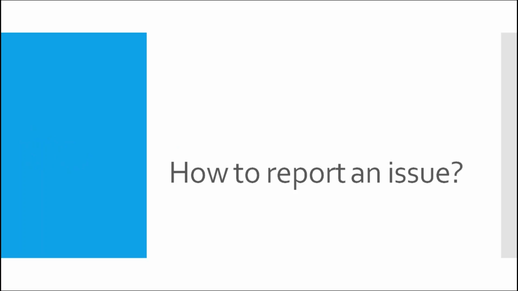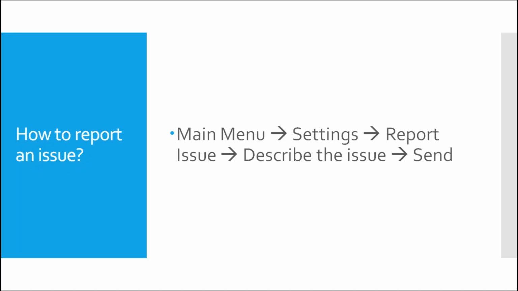So if you have an issue while using the app, the best way for our team to address it is if you send us the logs. Here's how to do that. First, from the dashboard, you tap on the main menu on the top left side of the screen. The main menu's fourth option is Settings. Once you tap on Settings, the fourth option that appears is Report Issue.